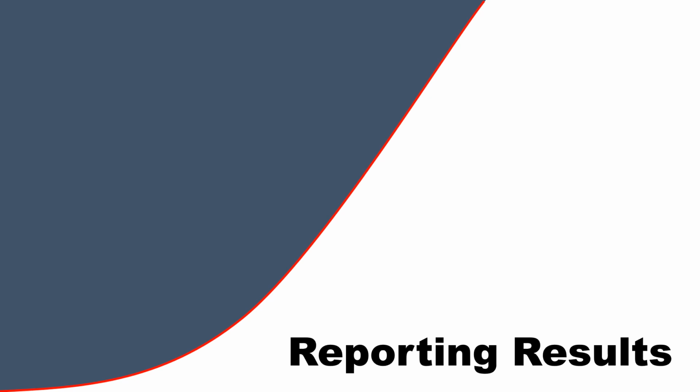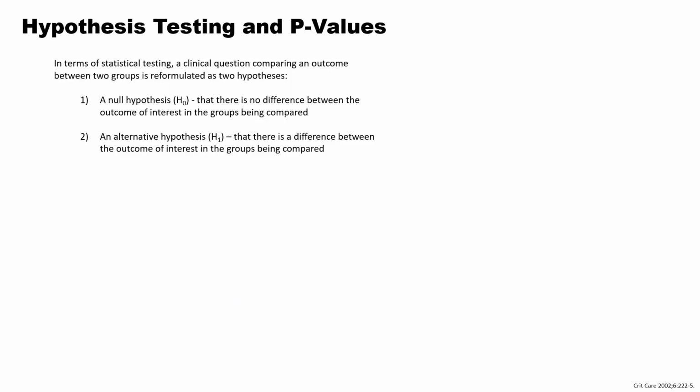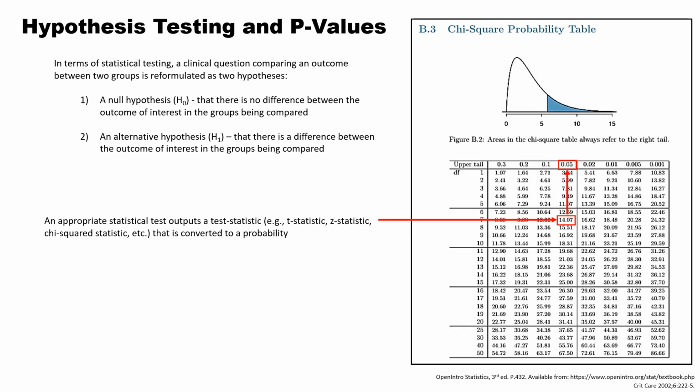So reporting results, and then we'll go through our chi-square test. In terms of statistical testing and inferential statistics, a clinical question comparing an outcome between two groups is reformulated as two different hypotheses. So the first is a null hypothesis, typically denoted H0, that there is no difference between the outcome of interest and the groups being compared. And two, an alternative hypothesis, typically denoted H1, that there is a difference between the outcome of interest and the groups being compared. And then we are going to run whatever our appropriate statistical test is.